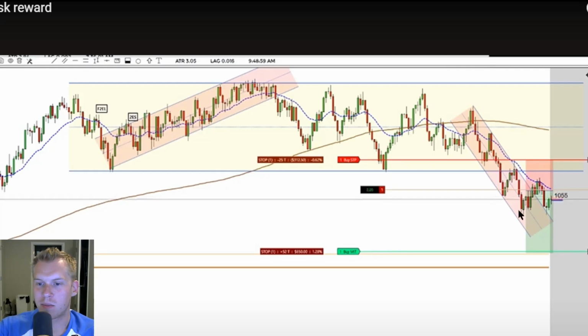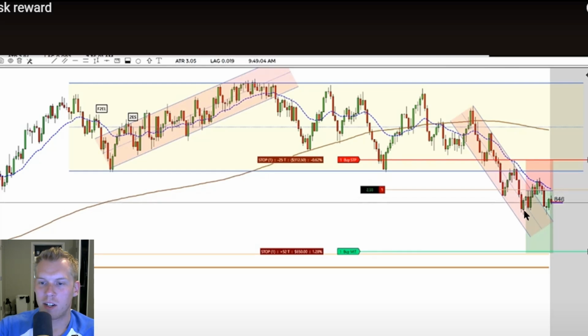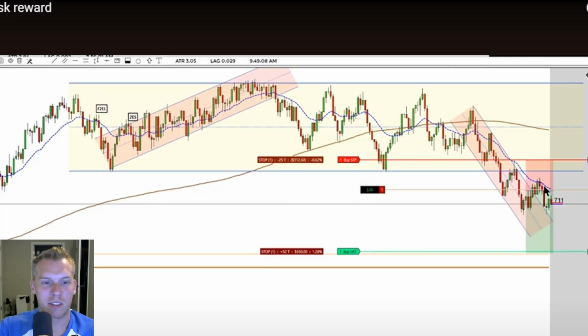Looks to me like a wedge top here. So three pushes up. It's a short below the moving average, below a bear bar. So that's all good.